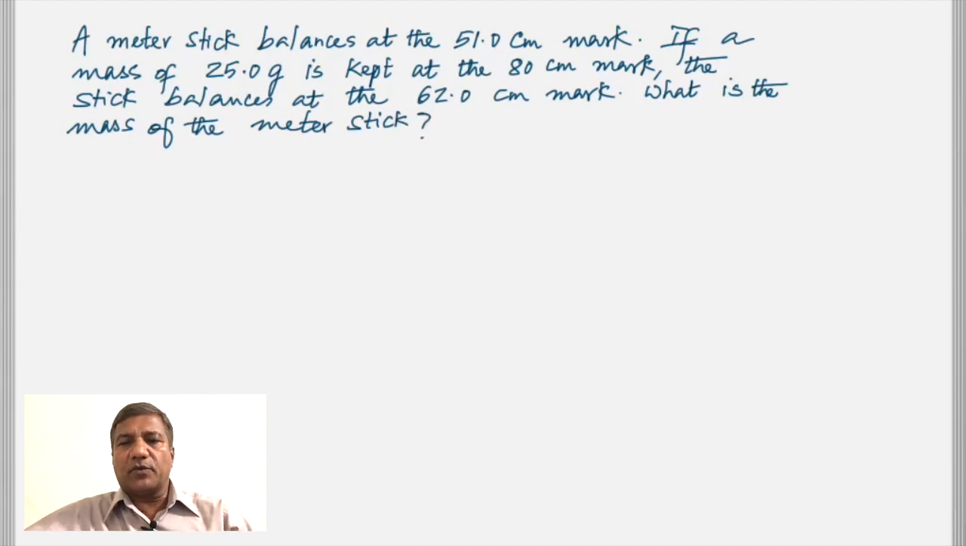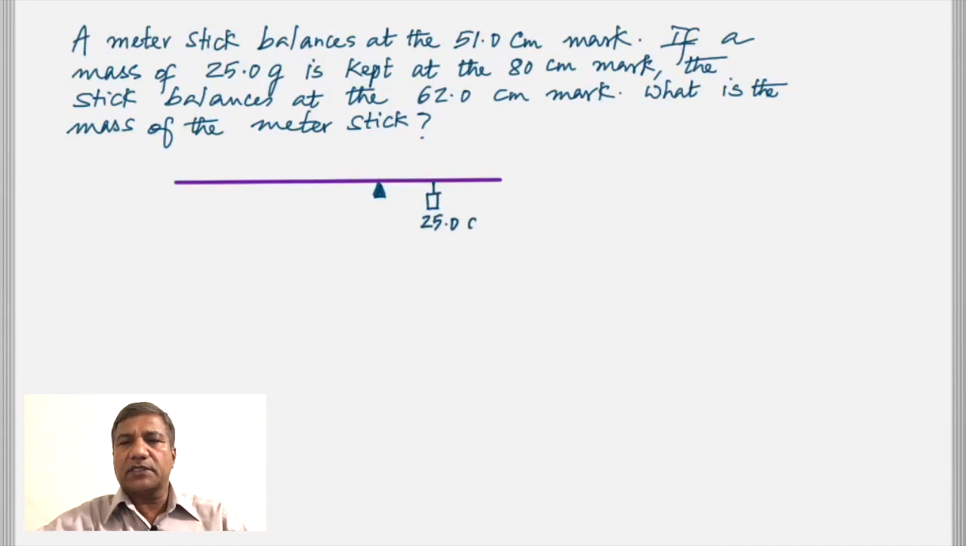So in this question, the first statement says the meter stick balances at the 51.0 centimeter mark, which means the center of gravity of the meter stick is 51.0 centimeter. Or, in other words, that is the point through which the mass of the meter stick acts. And then we have a 25 gram mass placed at the 80 centimeter mark, and the balance is at the 62.0 centimeter mark. So when you make the diagram, this is what we get.